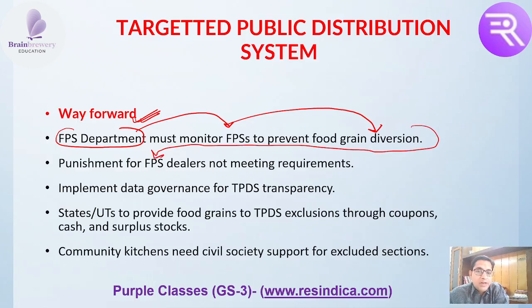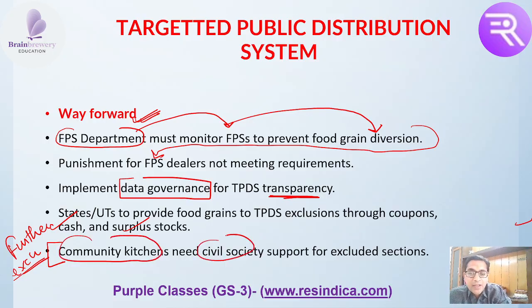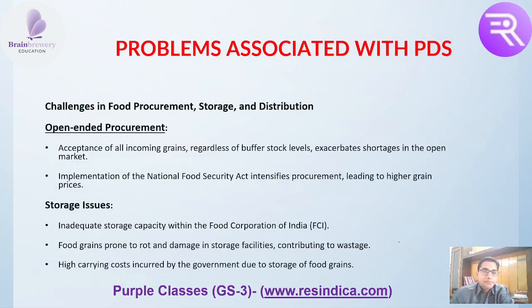You have to immediately start the penalty provision for not meeting the requirement. That is why we need a good data governance policy in order to maintain transparency in the whole process. State and union territories should work on finding out who the excluded people are, and these excluded people should be provided with various types of coupon system, cash, or they can be given food from the surplus stock. At the same time, if anybody is further excluded, then you should look for community kitchen service of civil society for the excluded section of society, right?